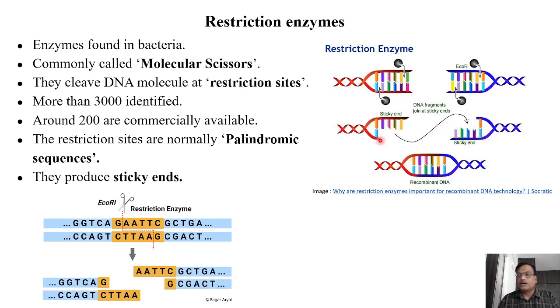So when they come nearer, the hydrogen bond itself will help in pairing, right? Of course, to join both of them, we need another enzyme called ligase. So that is the specialty of restriction enzymes. They are called molecular scissors. They are extracted from bacteria and they cut the DNA molecules at a specific site called restriction sites. And once they cut the DNA, they are going to produce sticky ends, which is a very important aspect in genetic engineering.